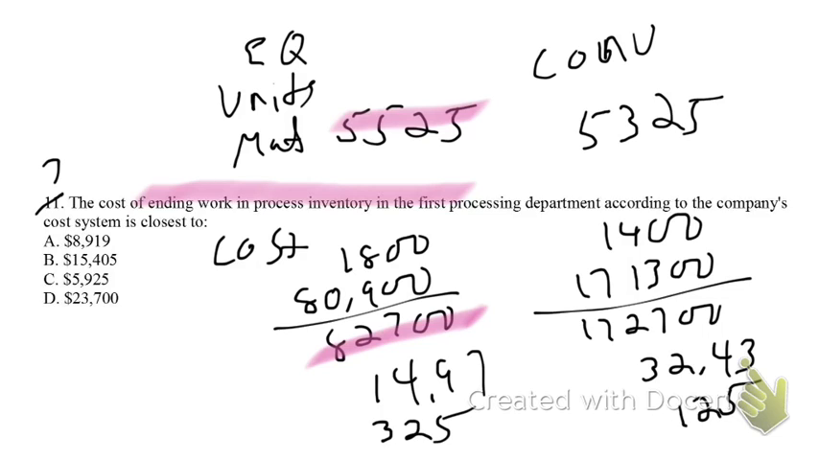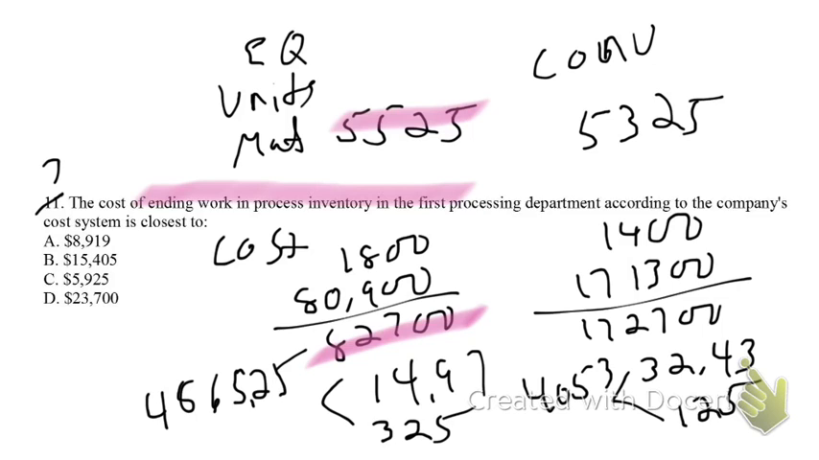And that should be, so when I take the 14.97 times the 325, that should give me $4,865.25. And when I multiply the 32.43 and the 125, that should give me $4,053.75. And when I add those together, I will get $8,919, which is answer A.